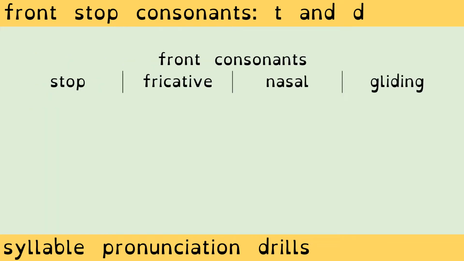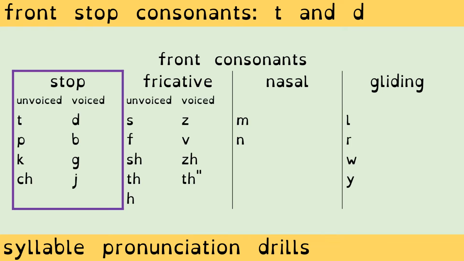The next thing I need you to understand is that consonant sounds can be separated into 4 main categories. Here is the list. Stop consonants, fricative consonants, nasal consonants, and gliding consonants. Today, we are working on stop consonants. Stop consonants are pronounced with a single puff of air.